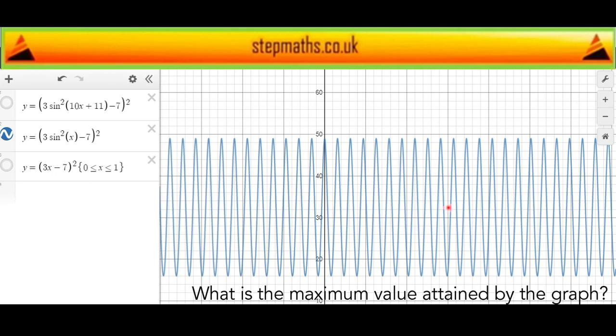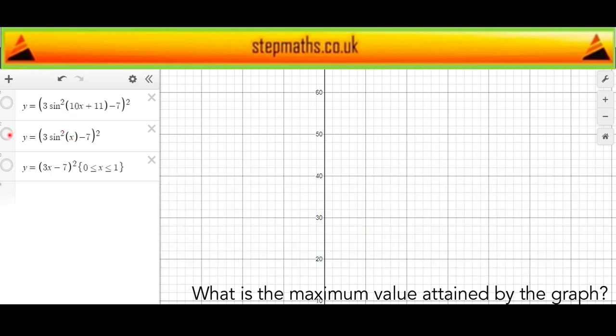But again, we can look at something even simpler. So we've got this function, but we know something about sine squared. We know it can only be between 0 and 1. So we can look at 3x minus 7, all squared, just between 0 and 1. If we look at that graph, it will have the same maximum as this graph and our original graph. So let's have a look at that.